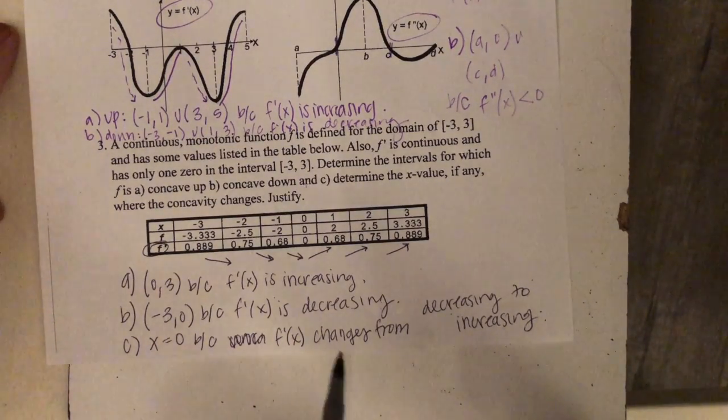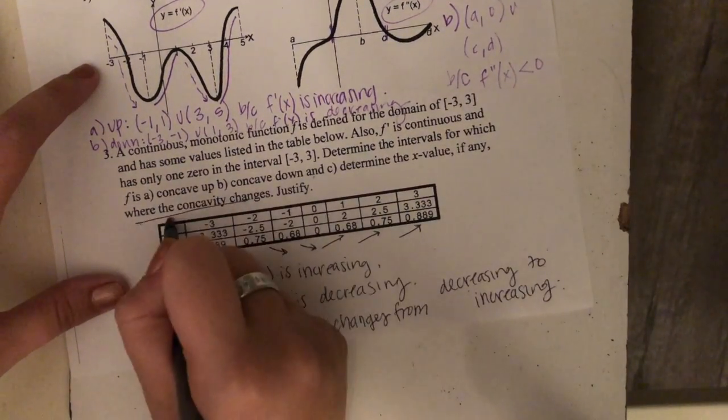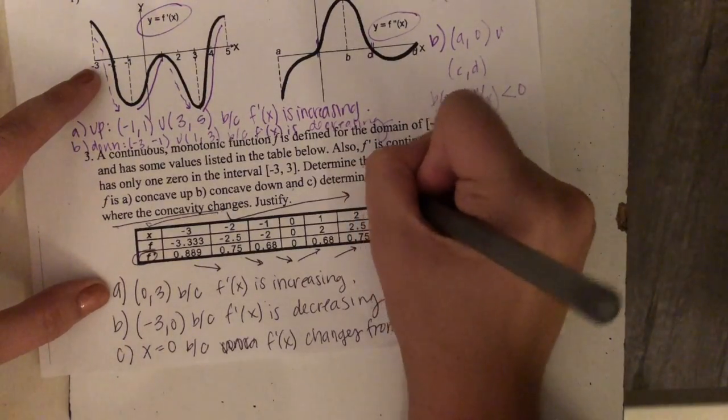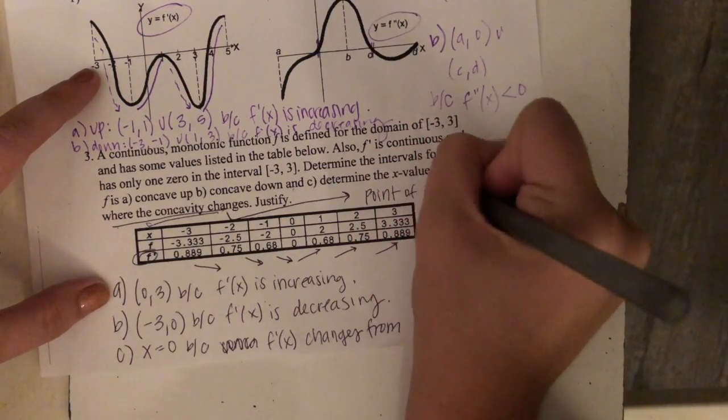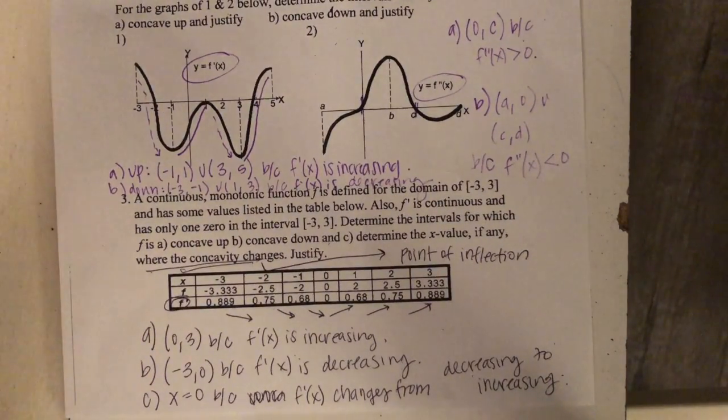Okay. And we're going to talk about this much more in class, but this x value, where the concavity changes, that is called a point of inflection. Point of inflection. We'll talk about that much more later, but just good to front load that vocabulary so when you see it, you remember that it's linked with concavity.